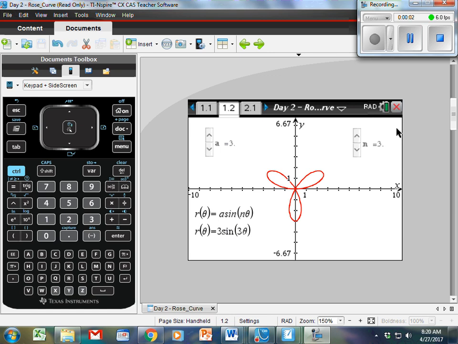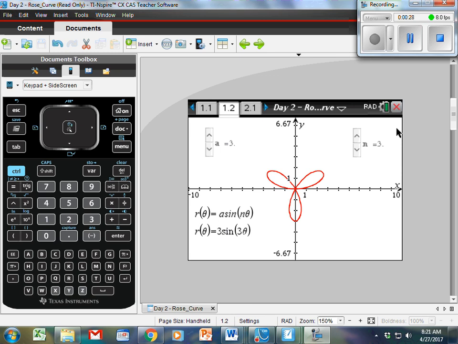Okay, guys, so today we're going to do some more polar graphs. And we're going to focus on the polar graphs in the form of A times the sine of n theta, or A times the cosine of n theta. Okay, how is that different than the ones that we talked about last time?